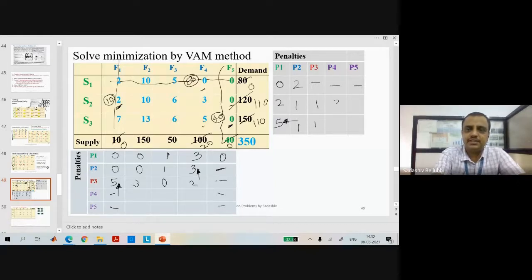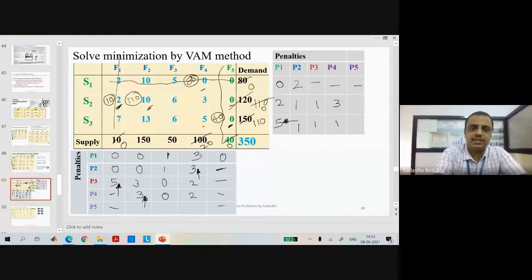Difference is 3, 6 and 3. Next one is 6 and 5, which is 1. And as you cancel the column, this will not get changed. 2, 0 and 3. Now out of all the penalties, there are two 3s, so you can select any one. If you select this, now in this the 10 is the smallest number. For this 10, the 110 demand is the least compared to supply. This is cancelled.